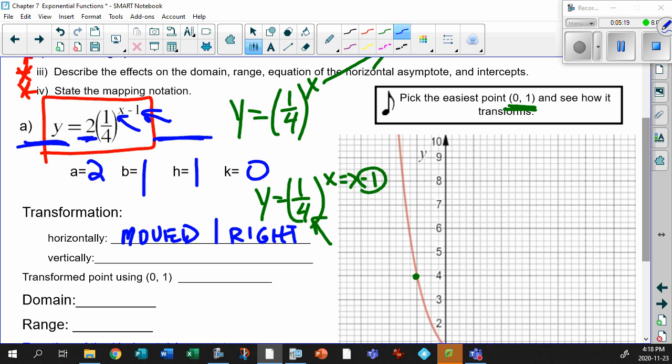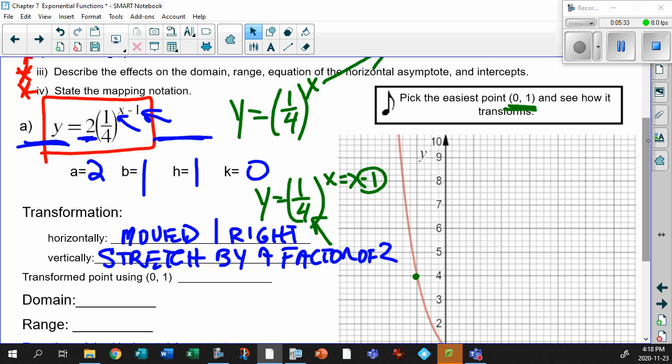Vertically, what have I done? I've stretched vertically by a factor of 2. Nice. Okay. So let's look at our wonderful transform point, shall we?